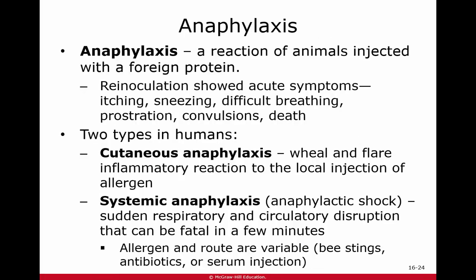But then the more common one that we associate with anaphylaxis is systemic anaphylactic shock. So this is that sudden respiratory and circulatory disruption. You can't breathe, you're not circulating like you're supposed to, and in a matter of minutes, this can prove to be very fatal. So the most common allergens that trigger this would be bee stings, the injection category, portal of entry, antibiotics, serum injection, that type of stuff.